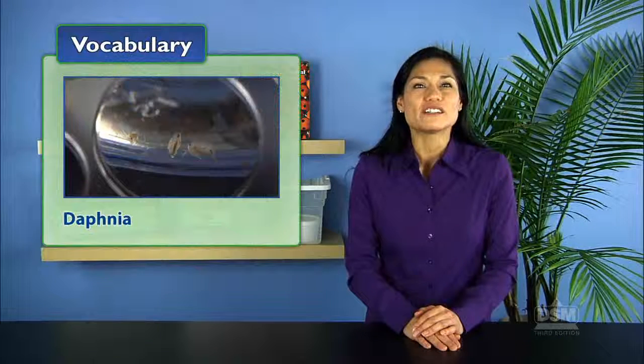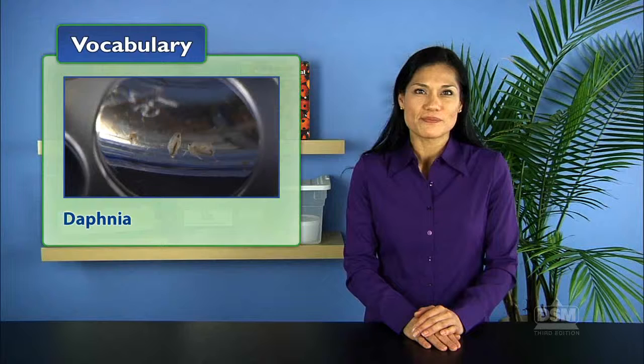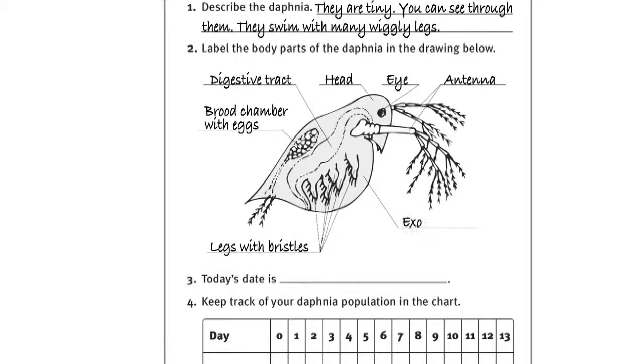Explain that Daphnia are tiny freshwater animals that live in ponds and streams. Show the Daphnia graphic and point out the Daphnia's eyes, antenna, exoskeleton, digestive tract, brood chamber, and legs. Have students label the body parts on their activity sheets.